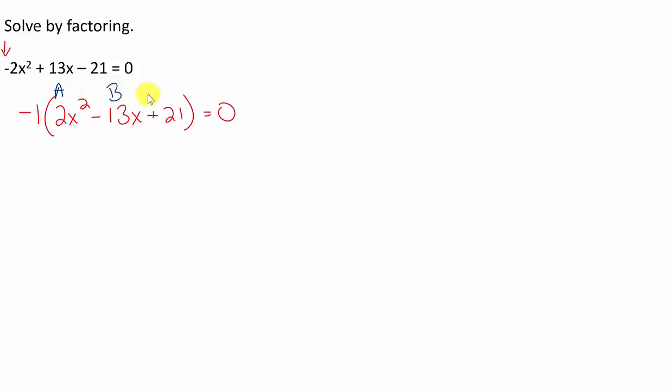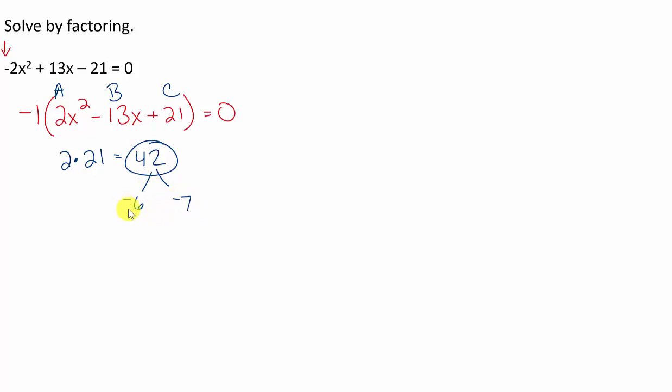This is A, this is B, this is C. Hopefully you're getting this part. So A is 2, I'm going to multiply by C. So 2 times 21 is equal to 42. I need to find factors of 42 that add to be negative 13. Now remember, this is positive. So I know that in order to get a negative 13, both of these numbers have to be negative. And so for this, I can get negative 6 and negative 7.